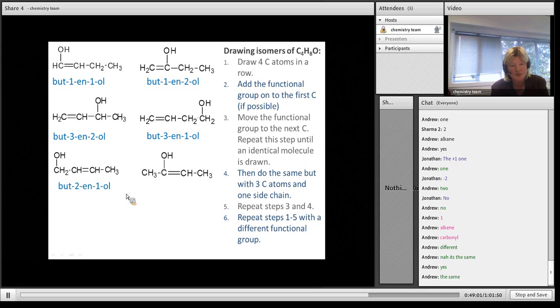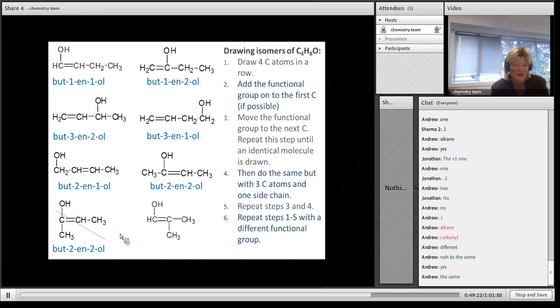So what I'm just doing now is moving the OH along, but-2-en-2-ol, and you can see none of these names match. So here I've tried a different one. I've tried to put a side chain on, but can you see it's the same name, so not a different isomer. And there's only one other isomer we can draw, and that's a 2-methyl but-1-en-1-ol. So you can see there's a side chain because of the 2-methyl.